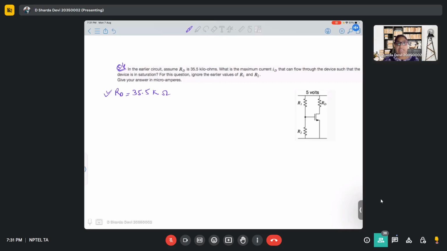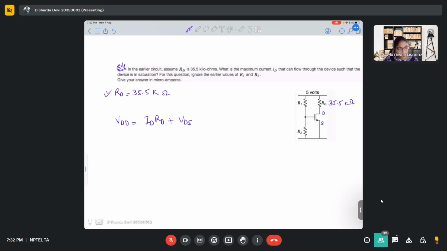So in this problem, it has been given that RD is 35.5 kilo ohms. So RD has been fixed. Now we have to find the maximum current that we can draw out of the circuit, considering that the R1 and R2 values which were there earlier are not present. So the only thing that we know is 35.5 kilo ohms. With this, what can we find? So VDD is IDRD plus VDS. This is what we know, right?